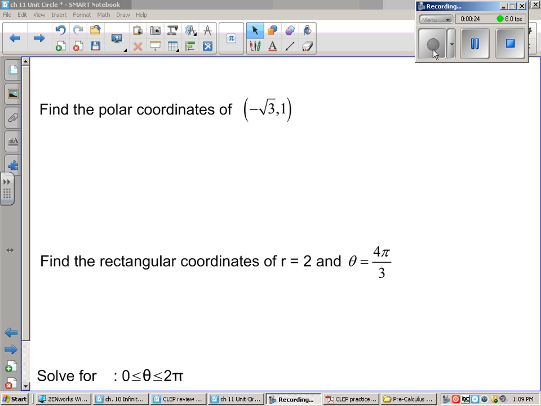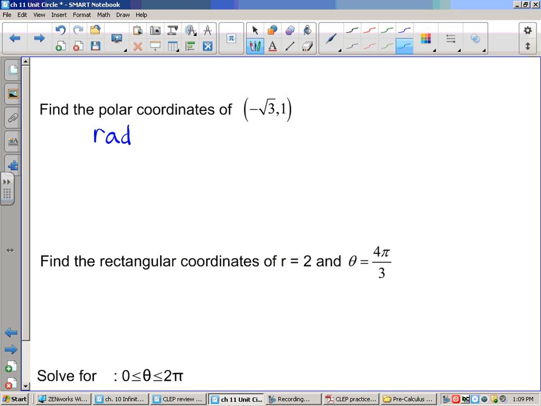If we're given a rectangular coordinate, -√3, 1, let's think through our steps again. I want to find the polar coordinates, which means I need to find the radius and I need to find the angle. And that's how my coordinate is set up. So step number 1 is to find the radius, right? And how do we find r? I hope you're saying Pythagorean theorem, of course.